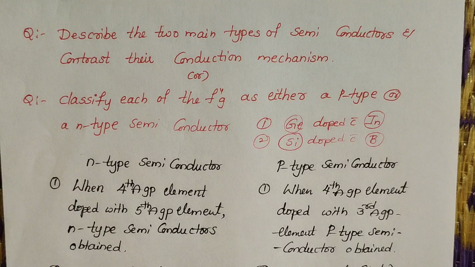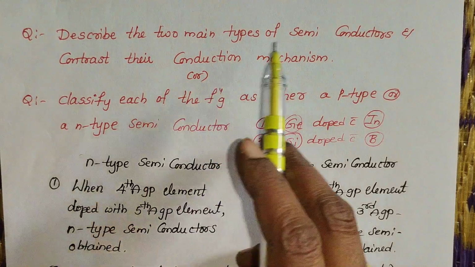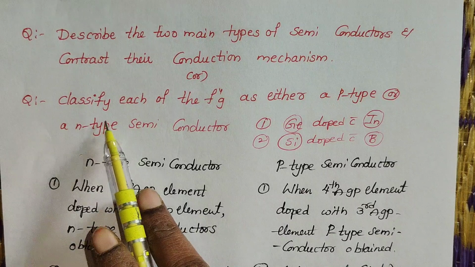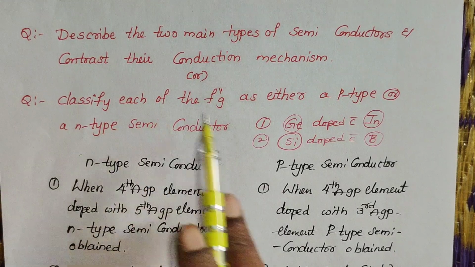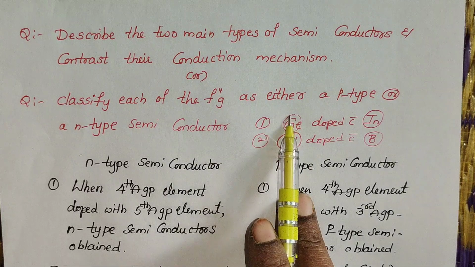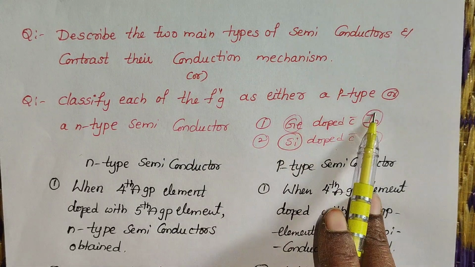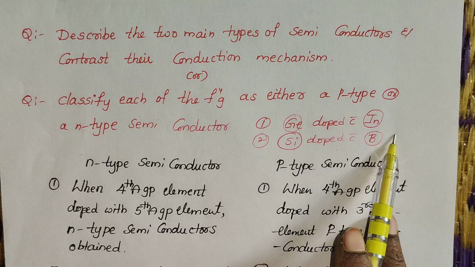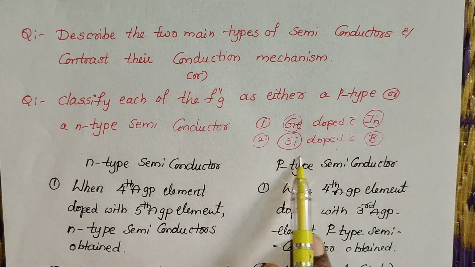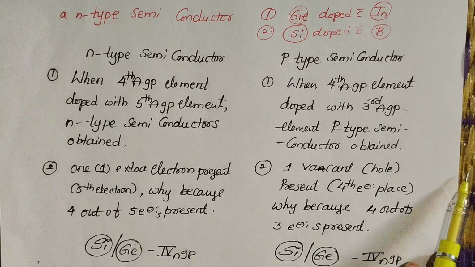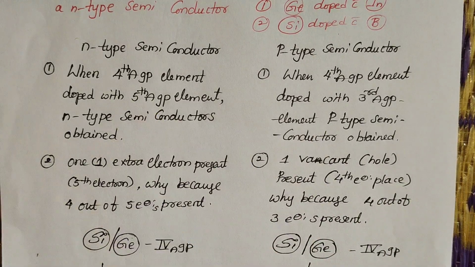Third important SAQ: describe the two main types of semiconductors and contrast their conduction mechanism, or else the same question. But here they mention the examples. Classify each of the following as either p type semiconductor or n type semiconductor. Example 1, germanium doped with indium. Example 2, silicon doped with boron. So here, simple, beta, first we have to explain what an n type semiconductor is and what a p type semiconductor is.